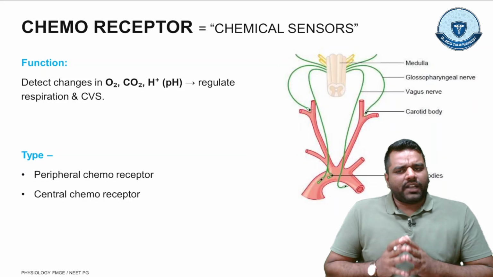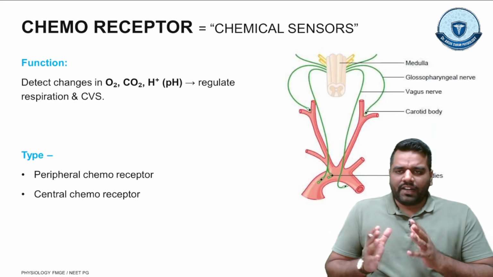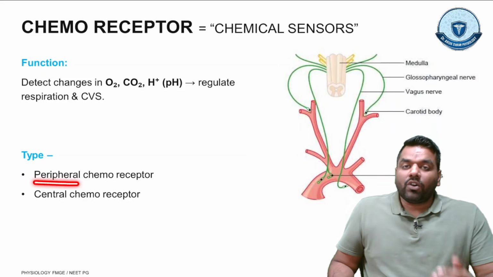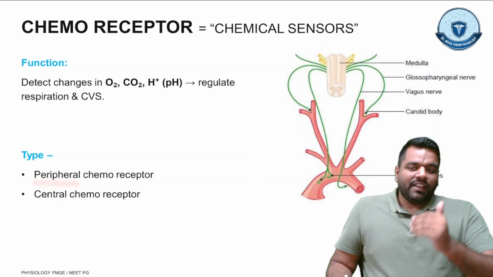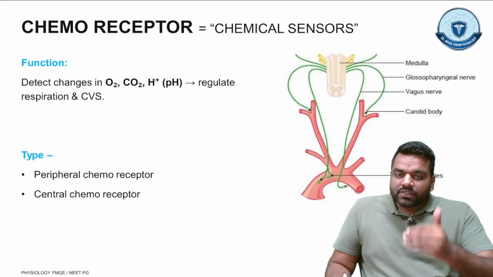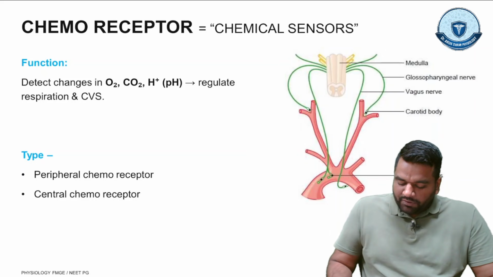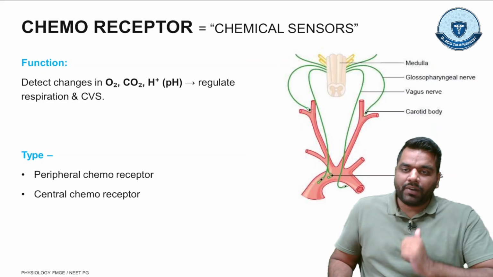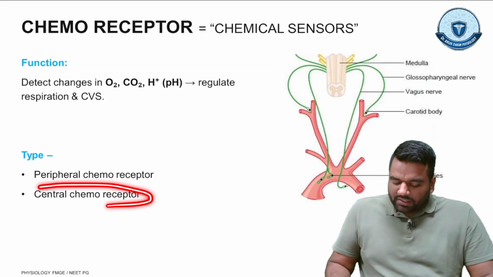There are two types of chemoreceptor in our body, so kindly focus on this part. The types are based on their location. The receptor present outside the brain we call a peripheral chemoreceptor, and the receptor present inside the brain we call a central chemoreceptor.